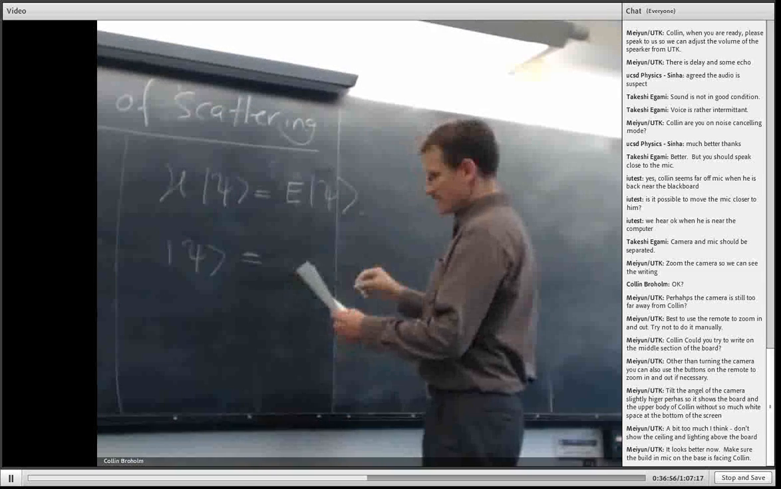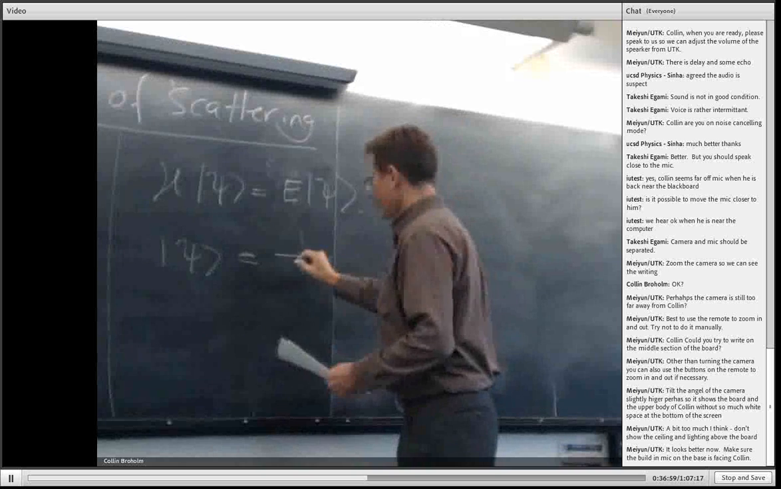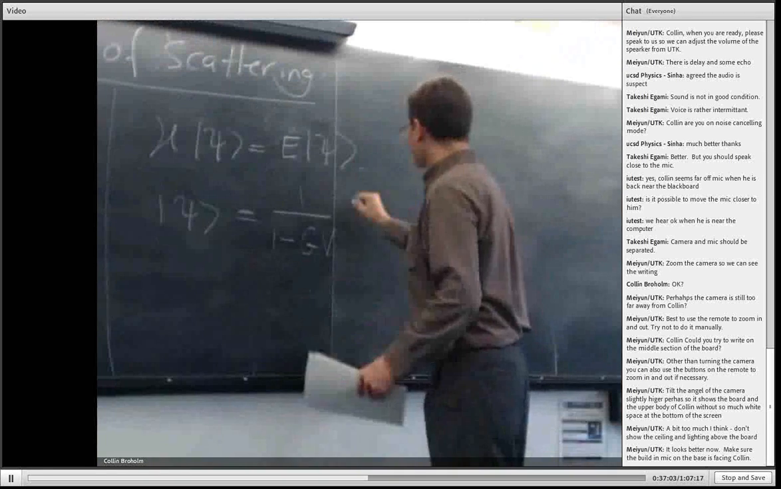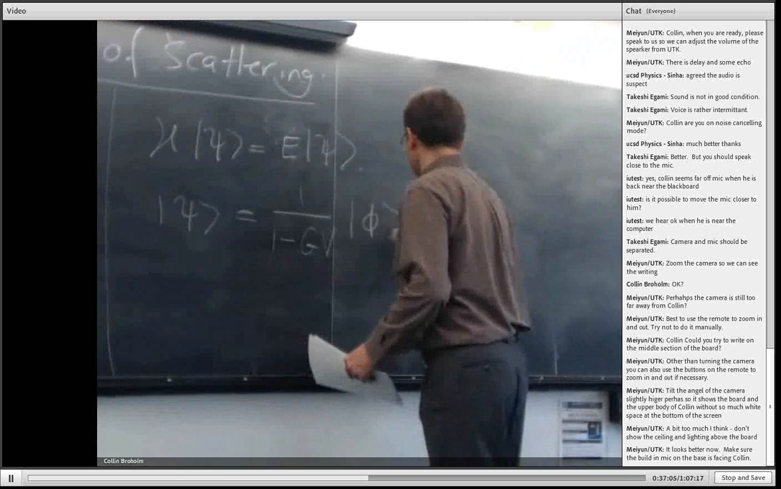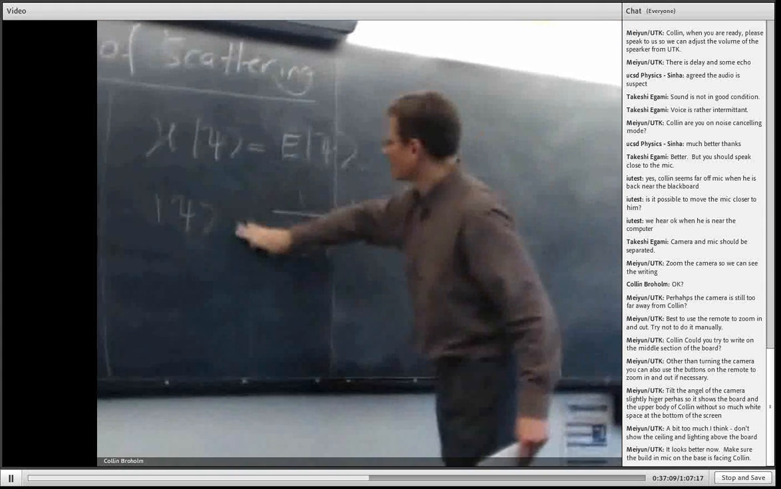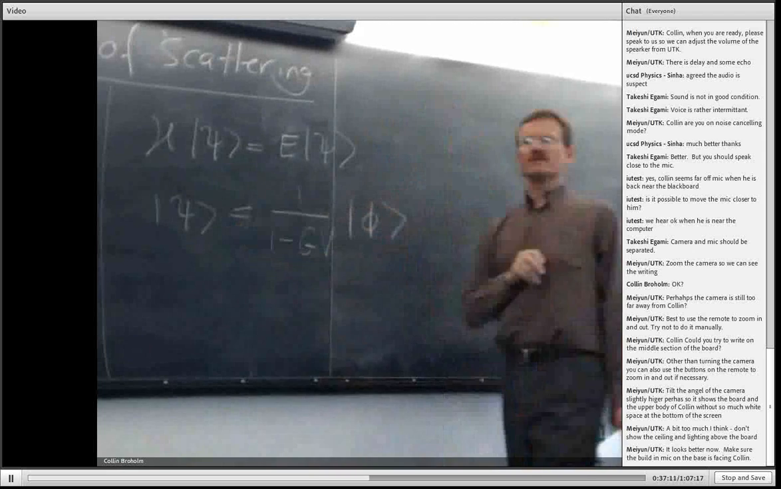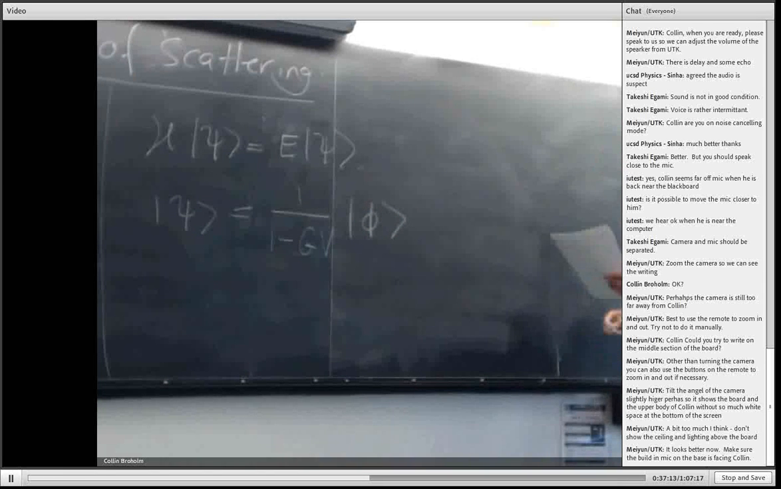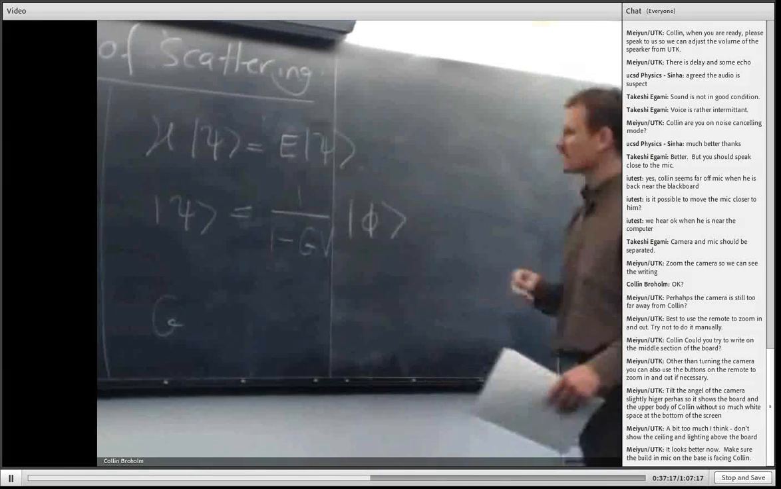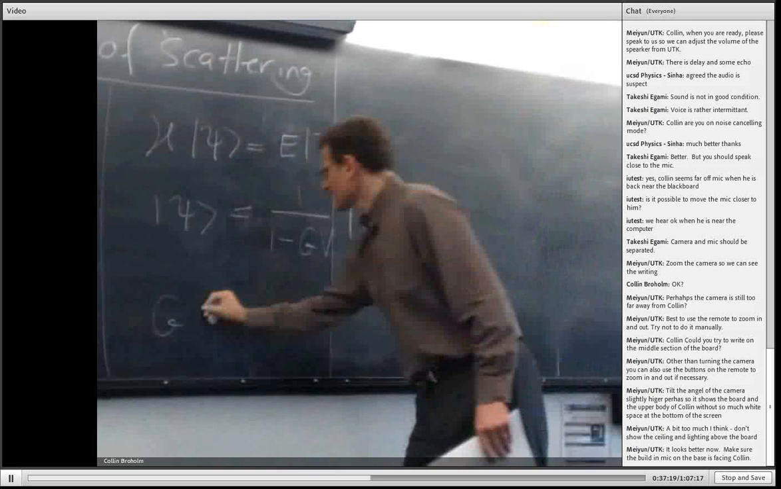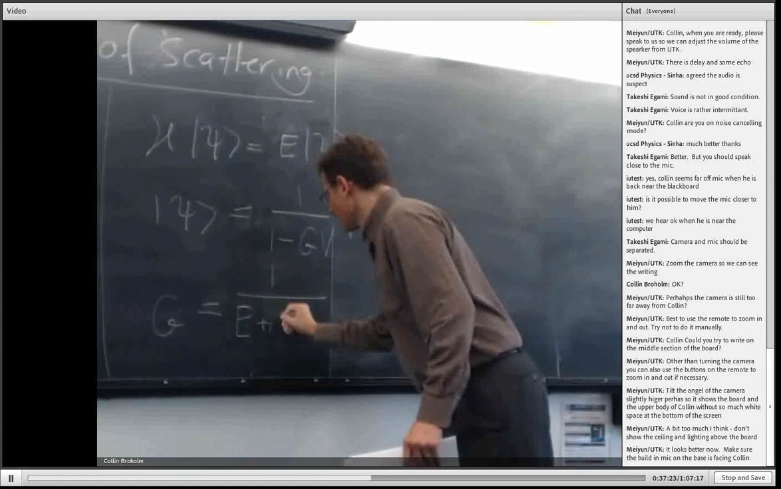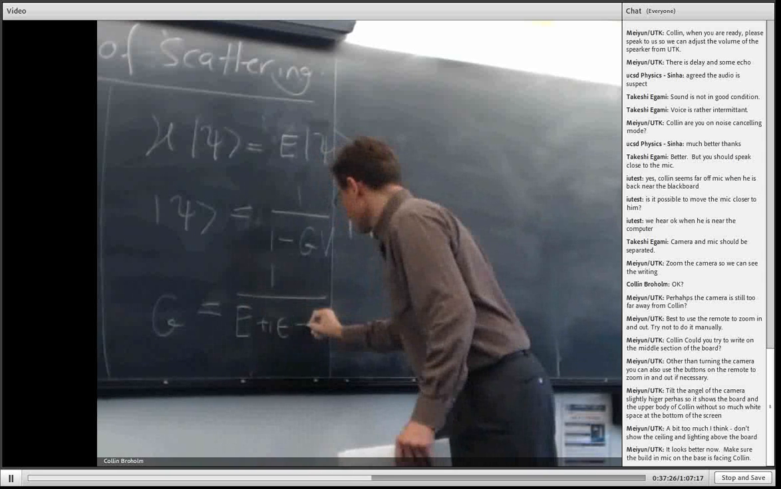Psi is equal to 1 over 1 minus GV operating on my initial state. So this would be the free neutron, and this is the state describing the neutron in the presence of the potential. Okay, now what is G? G is a Green's function, or Green's function operator, which is going to take the following form: 1 divided by E plus i epsilon minus H0.